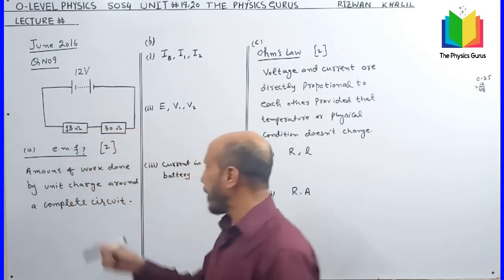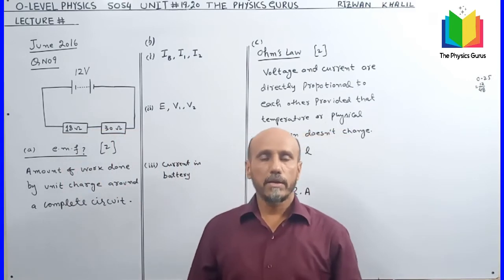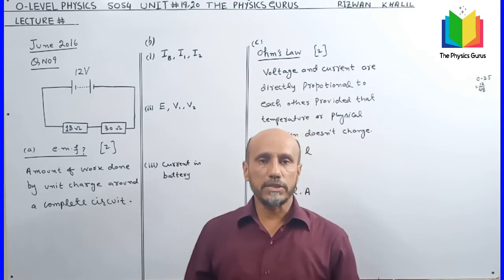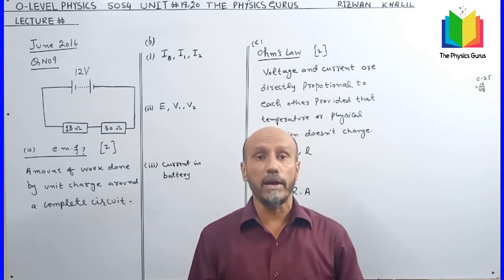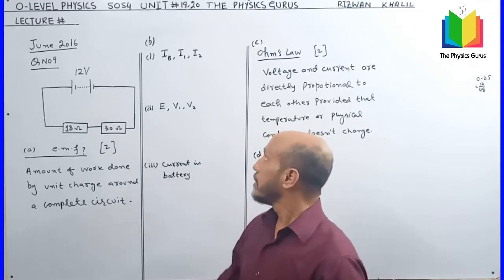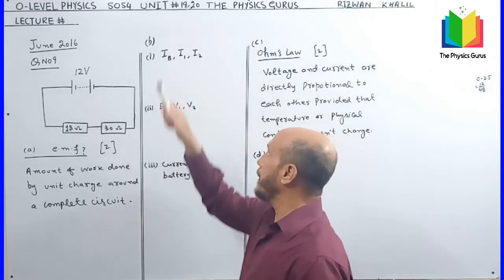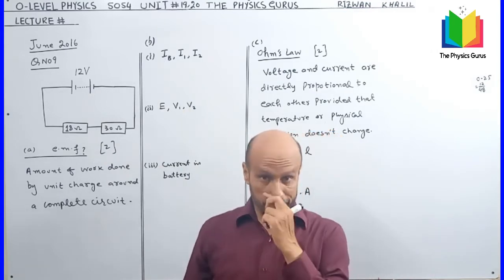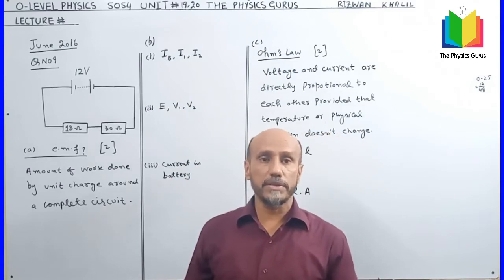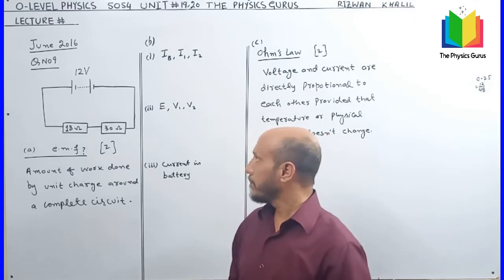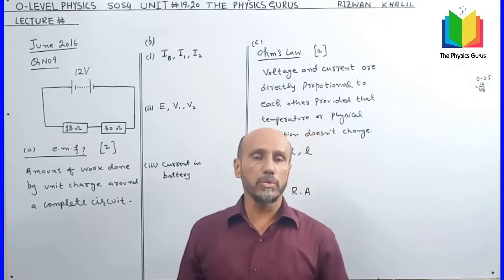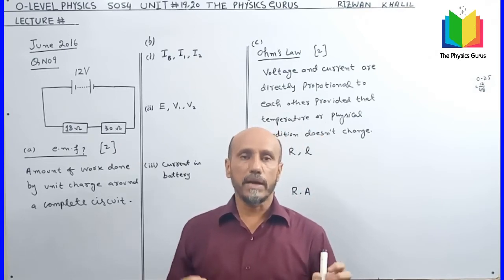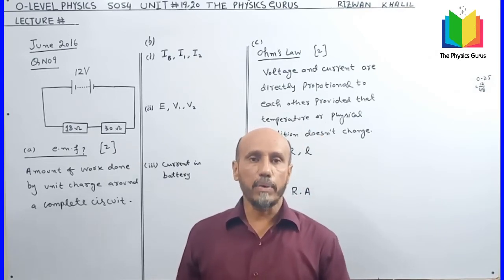So we have to write that it is the amount of work done by a unit charge when it moves around a complete circuit. So this is the definition of EMF, and EMF stands for electromotive force. In part B, it is given that IB is the current of the battery, I1 is the current passing through the resistance of 18 ohm, and I2 is the current passing through the resistor of 30 ohm. So we have to write down the relation between IB, I1 and I2.